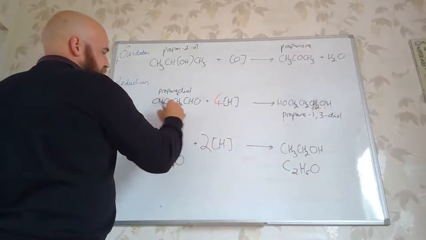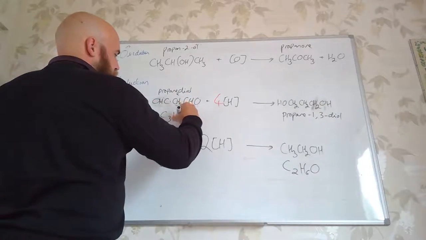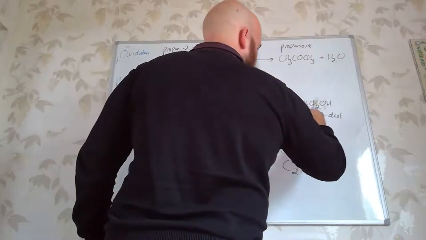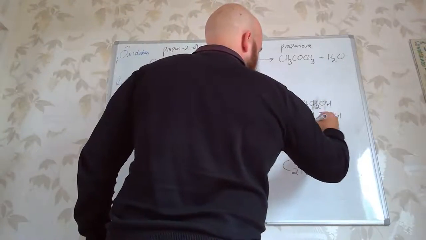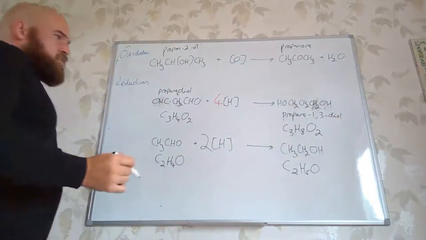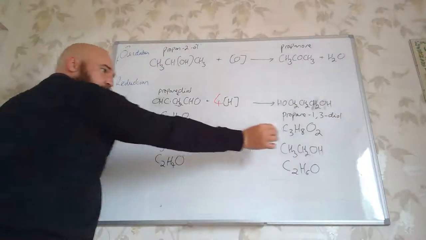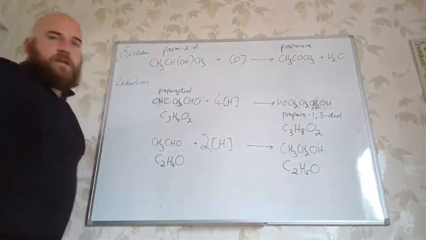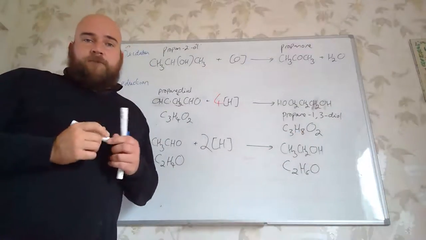Or you could use molecular formula again. So that's C3H4O2. And this is C3H8O2. So what's changing between the 2 molecular formulas? 4 hydrogens on the left, 8 hydrogens on the right. So I'm going to need an extra 4.